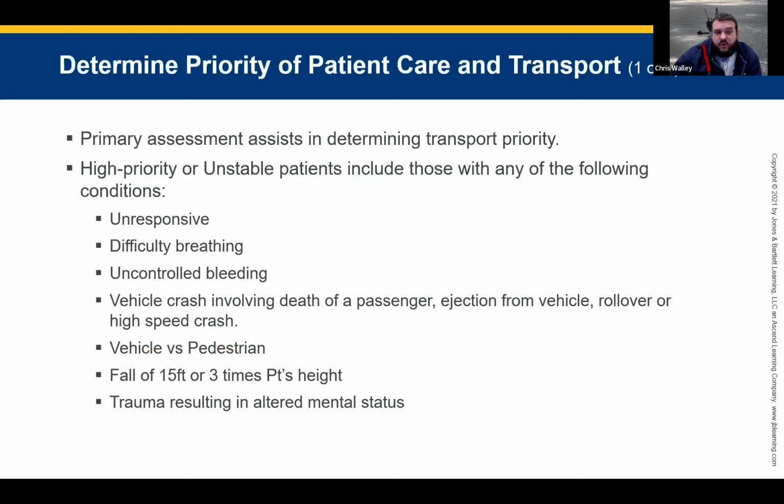So, determine the priority of a patient. What I want us to figure out is high priority patients include those with any of the following conditions. We want to make sure if they're unresponsive, have difficulty breathing or uncontrolled breathing, they are a high priority patient. Our high priority patients are the ones that we're going to go lights and sirens on the way to the hospital. We're going to treat them as trauma patients.